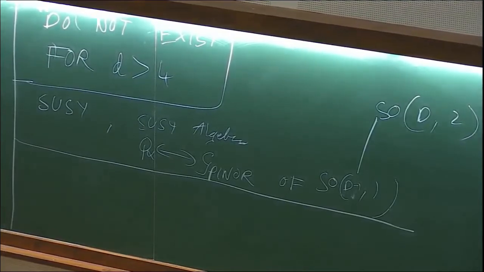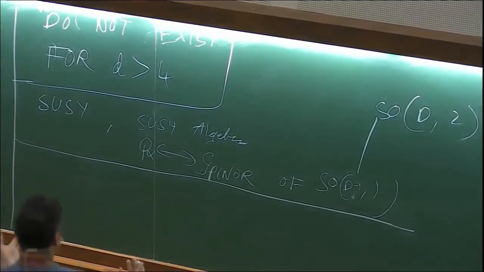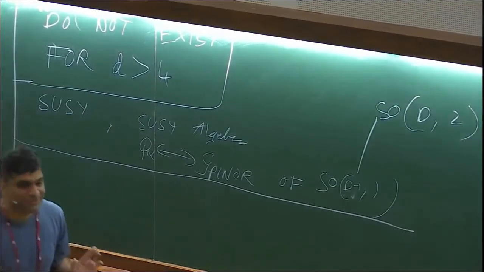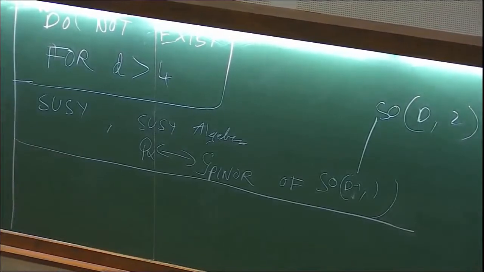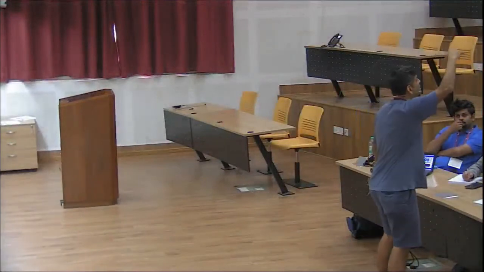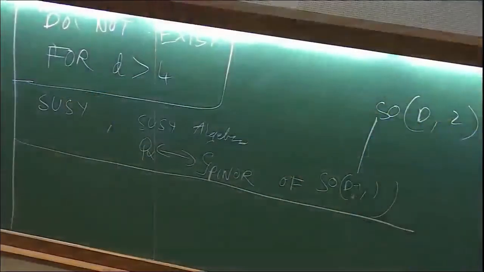Okay. So what we need to do is to find a bigger algebra that includes SO(d,2) as a subalgebra, and has the odd charges transforming spinorially under SO(d,2). Okay?